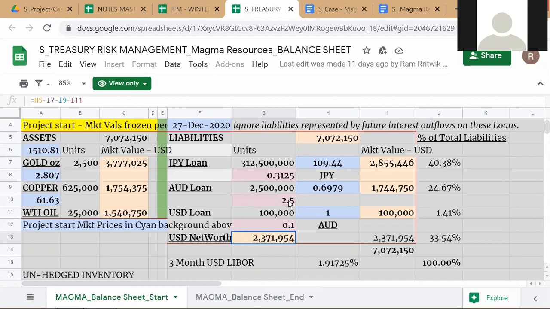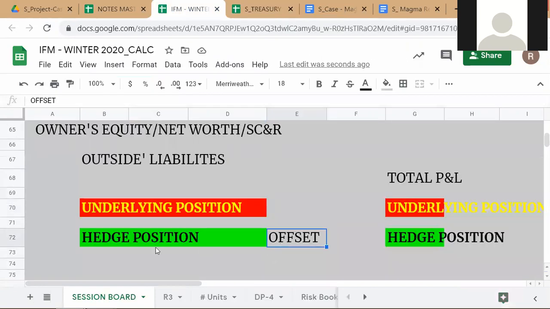So you can't do anything to the underlying balance sheet. You can't touch the underlying positions. But what you do is you set up offsetting hedge positions. So we'll understand how this works. I'm just giving you the theory first. We'll look at some examples and we'll try to understand how hedging works.